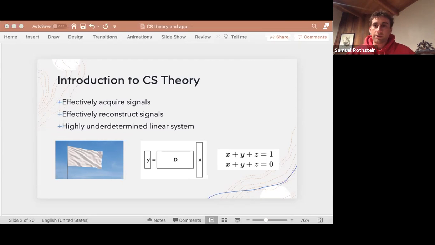All right, so we're going to start with an introduction to compressed sensing theory. Now, compressed sensing, also known as compressive sensing, compressed sampling, or sparse sampling, is essentially a signal processing technique for efficiently acquiring and reconstructing a signal. And the means by which this happens is we find solutions to a highly underdetermined linear system.